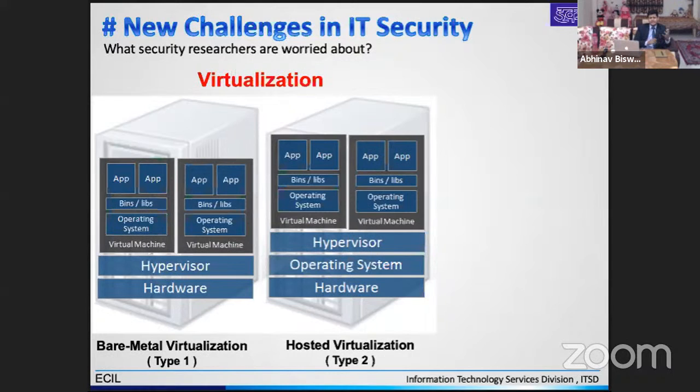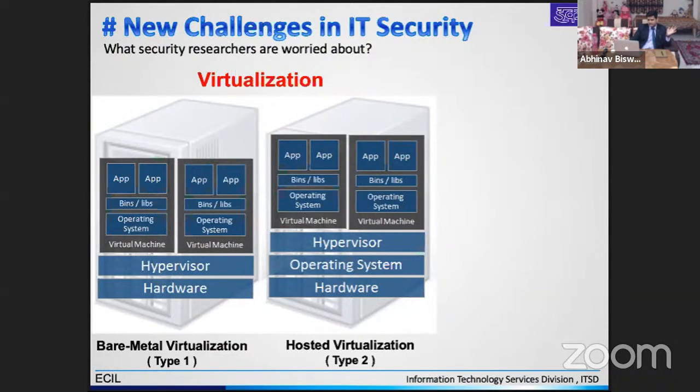So in bare metal, what happens is the hypervisor sits directly on top of the hardware, and on top of that we create the VMs. This many of you must be knowing. And in type 2 hosted virtualization, there is an OS, and the hypervisor sits on top of that OS. And nowadays something new is also coming, Docker and containerization, which you may be knowing.